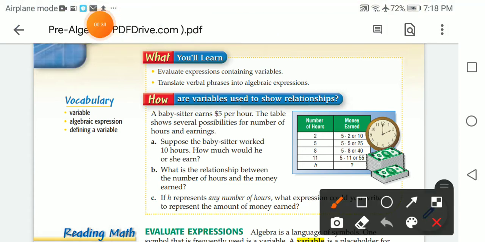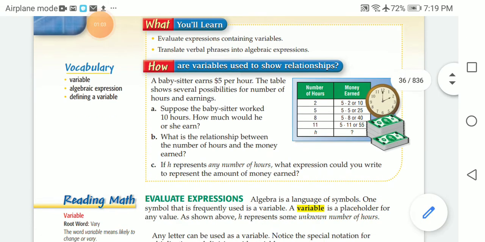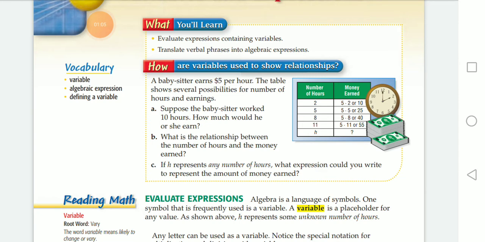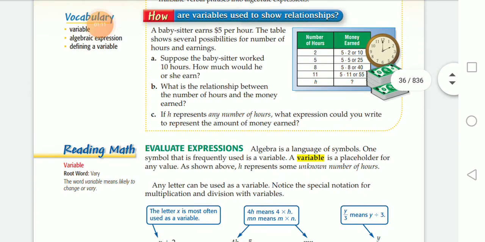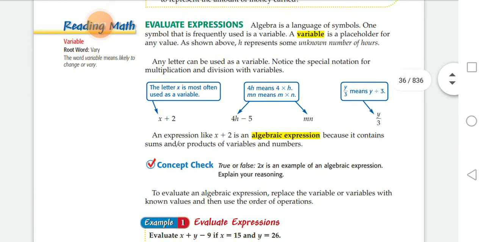So I have here how variables are used to show relationships. A babysitter earns $5 per hour. The table shows several possibilities for number of hours and earnings. Suppose the babysitter works 10 hours. How much would he or she earn? What is the relationship between the number of hours and the money? Yes, the money earned. And if h, the hours, represents any number of hours, what expression could you write to represent the amount of money earned? Okay, focus. It's very easy but tricky.